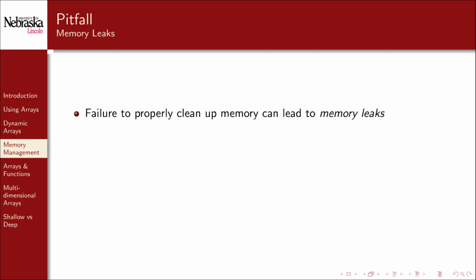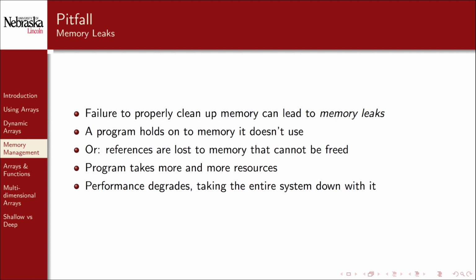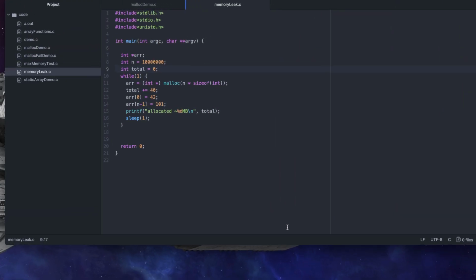Finally, the most common issue when dealing with memory management is memory leaks. This happens when you fail to properly clean up memory. A program could continue to hold on to memory that it no longer is using. Or even worse, references to dynamic memory could be lost, meaning that the memory cannot be properly freed until the program terminates. Memory leaks mean that a program will continue to take more and more resources as it runs. Performance could potentially degrade, or even take the whole system down with it. Let's take a look at a demonstration.